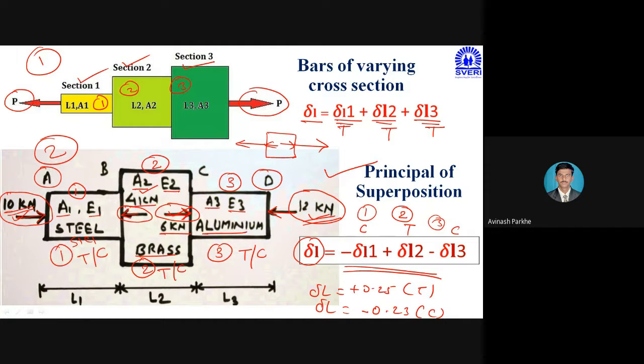So this is the basic difference. In bars of varying cross section there is only one load, keep that in mind. In the principle of superposition there are a number of loads, external as well as internal. I hope you have understood how the total deformation formula is modified in the case of the principle of superposition.